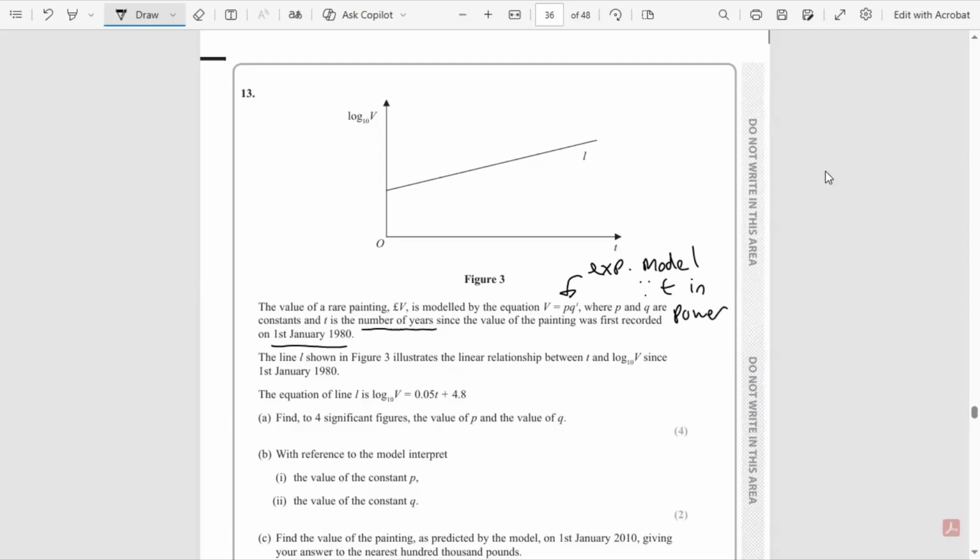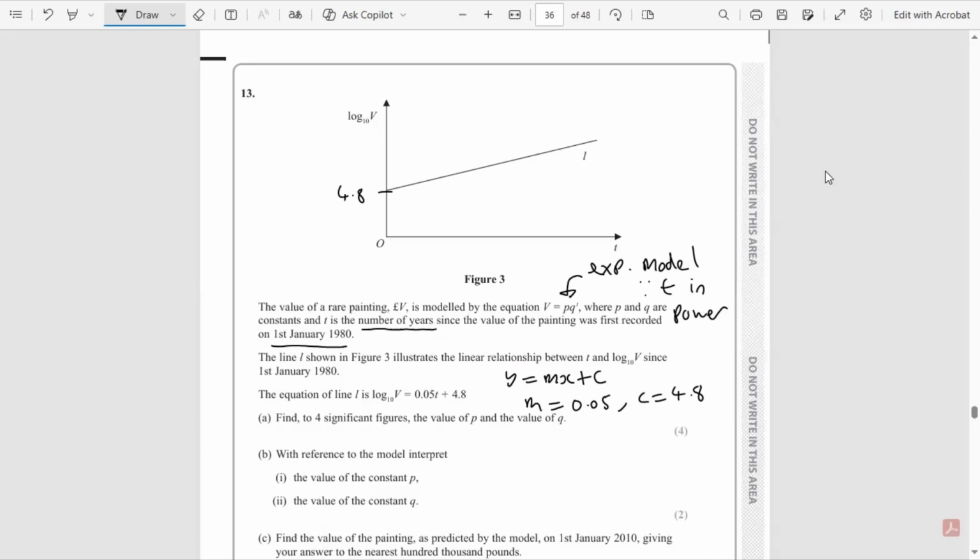Great. So now the line L shown in figure 3 illustrates the linear relationship between time and log base 10 of the value since the 1st of January 1980. The equation of the line L is log base 10 v is equal to 0.05t plus 4.8. Okay, so hopefully you can see that this is like a y equals mx plus c line. So the gradient must be 0.05 clearly, and the y-intercept is 4.8. So if you want to, you could label that there as 4.8.